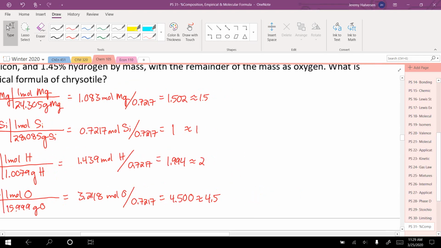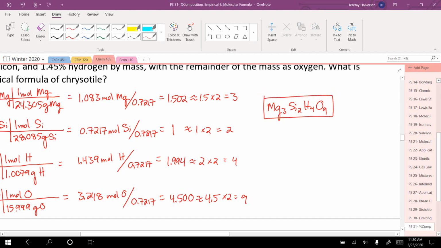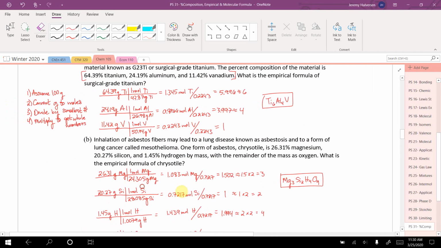I need whole numbers though, so I'm going to multiply everything by 2 because I've got these halves. 9, 4, 2, 3. So my empirical formula is magnesium 3, silicon 2, hydrogen 4, oxygen 9. So there you see the whole process. Percent to mass, mass to moles, divide by the smallest number, and then multiply until you get whole numbers. Awesome.